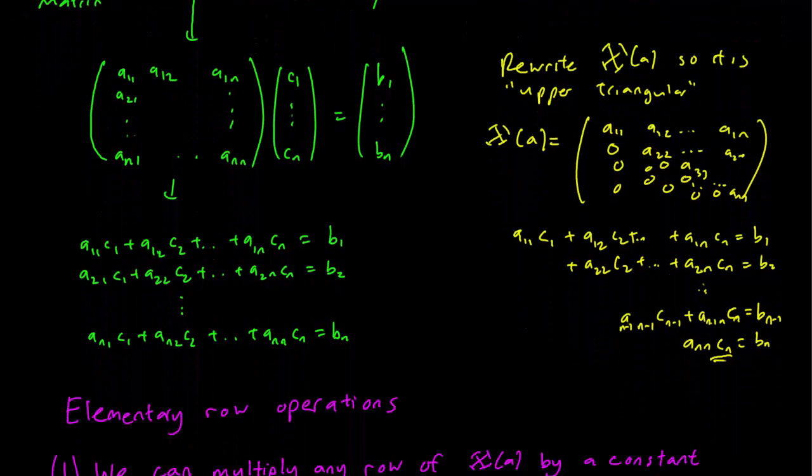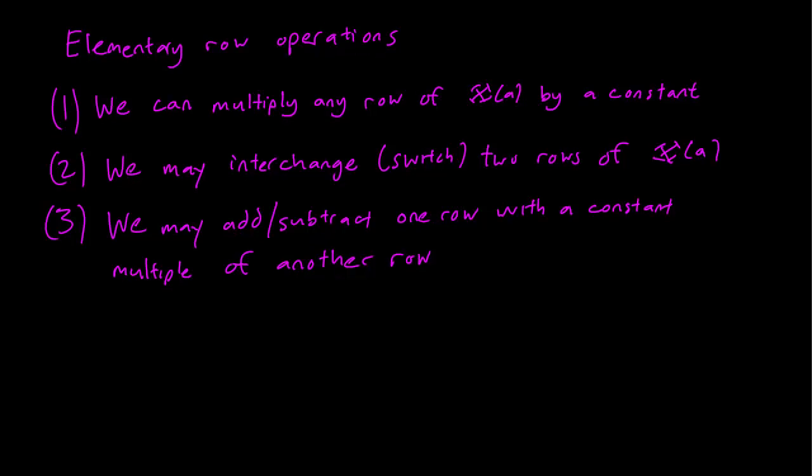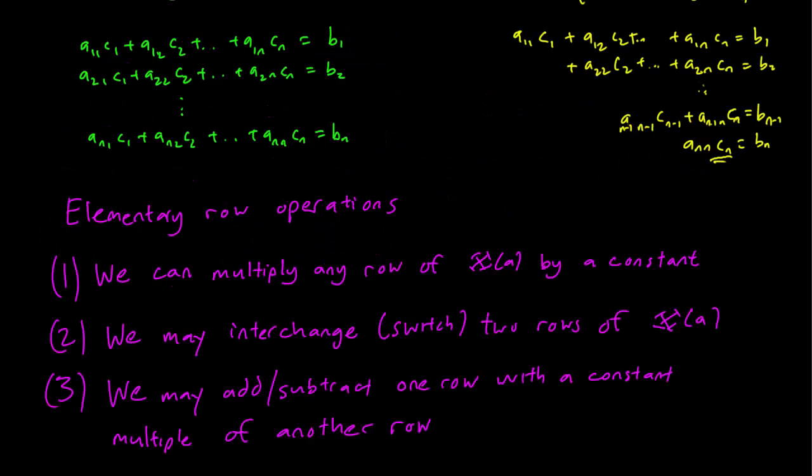These rules are called the elementary row operations. And here they are. The first rule is that we can multiply any row of XA, the matrix, by a constant. And that makes sense. If you have a system of equations like this, you can obviously multiply any of these equations by a constant and the equation will still be the same. Multiply by 2 or 3, it doesn't make a difference.